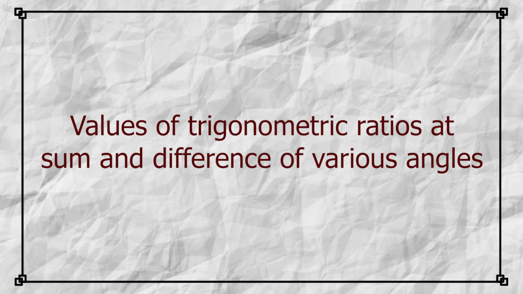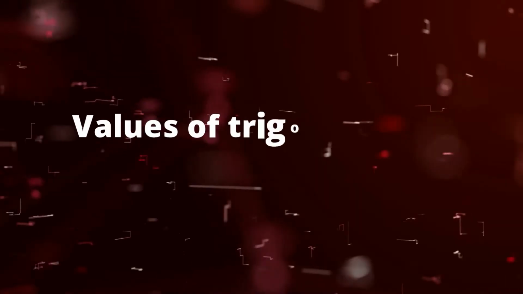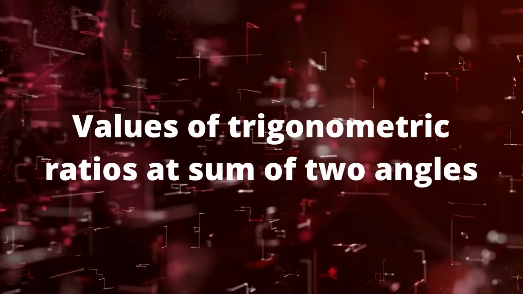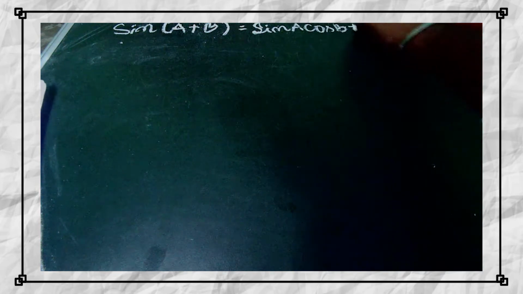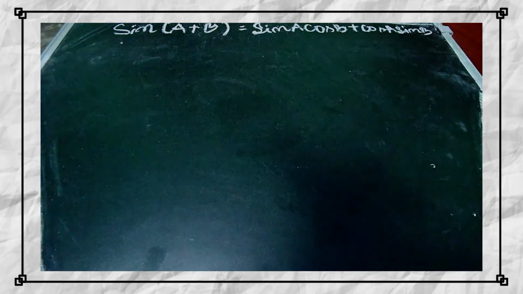Now you will learn about the values of trigonometric ratios at sum and difference of various angles. So let's see first the values of trigonometric ratios at sum of various angles. First of all, sin of a plus b equals sin a into cos b plus cos a into sin b. This is a fundamental formula.